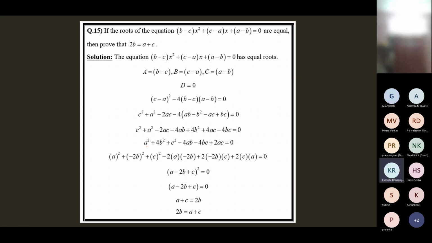How? See here, this is nothing but a the whole square. The first 3 are perfect squares.